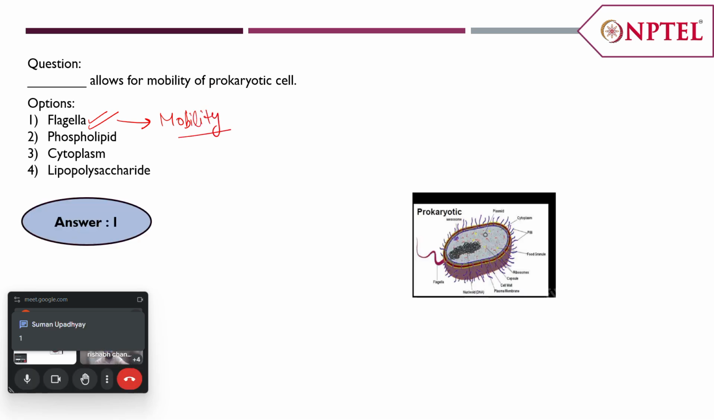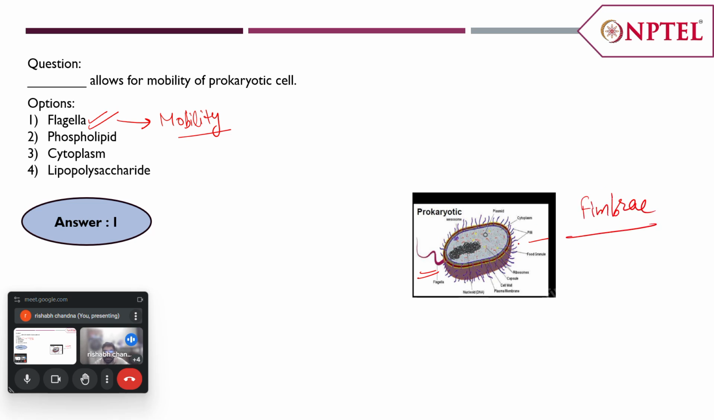Okay, so there are basically extensions of the prokaryotic cells. One is the pili, and the other is the flagella. Okay, and there is one more that is called fimbriae. Out of these, pili in some cases helps in movement, but in other cases it helps in conjugation. So that is one form of reproduction in prokaryotic cells.